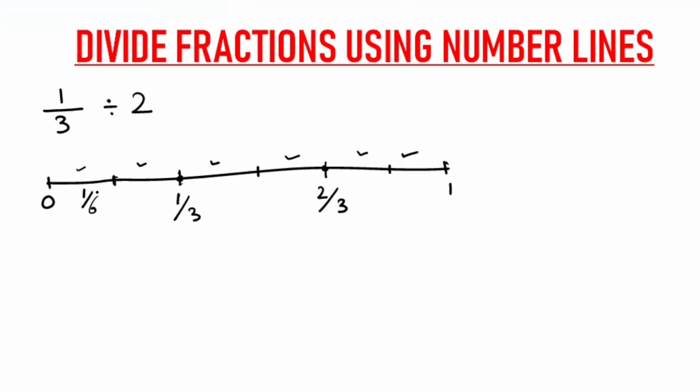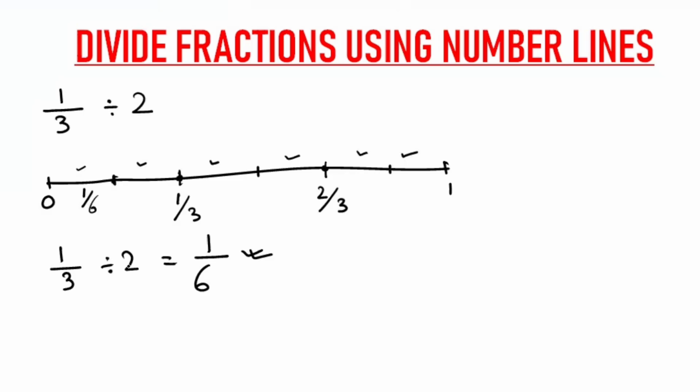Okay, it means this one is 1/6. From here to here is 1/6. Here to here is 1/6. Here to here is 1/6. Okay, understand? It means 1/3 divided by 2 will be 1/6. Understand how we can divide the fraction using the number lines?